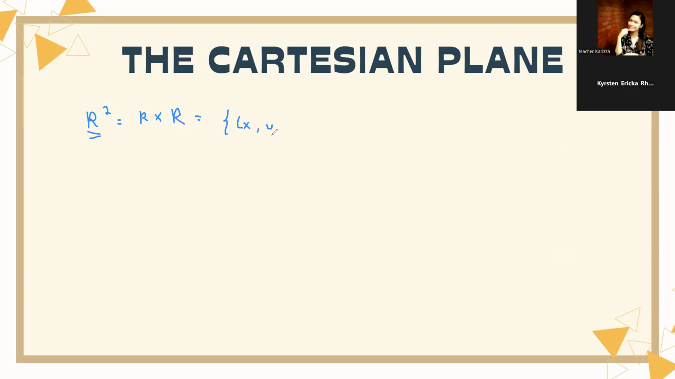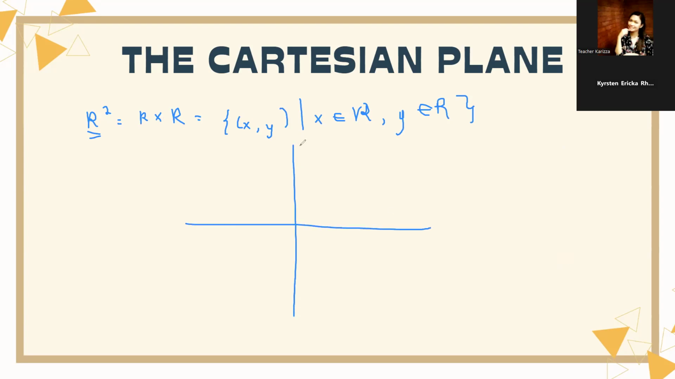X and Y coordinates, right? Where X is an element of the real number subset and Y is also a real number. So this is a requirement. In other words, if you have an imaginary number, hindi siya plottable in a Cartesian plane, which is this, right? So you have your y-axis, which is the vertical line, and then you have the x-axis, which is the horizontal line.